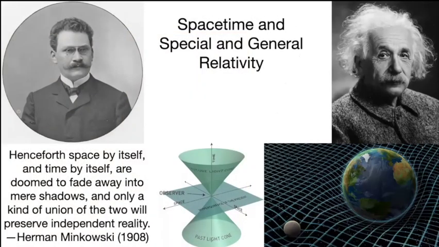When the public really had the switch from four spatial dimensions to three spatial dimensions and a time dimension, it was because of Einstein and Minkowski with special and general relativity and space-time. So Minkowski wrote, for example, "Henceforth, space by itself and time by itself are doomed to fade away into mere shadows, and only a kind of union of the two will preserve independent reality." So this was all starting to happen in the very early 20th century.